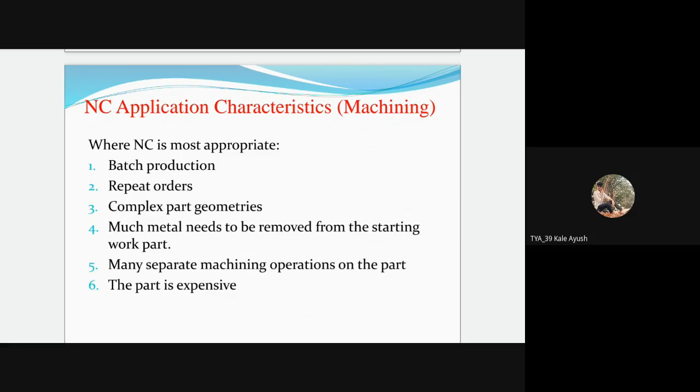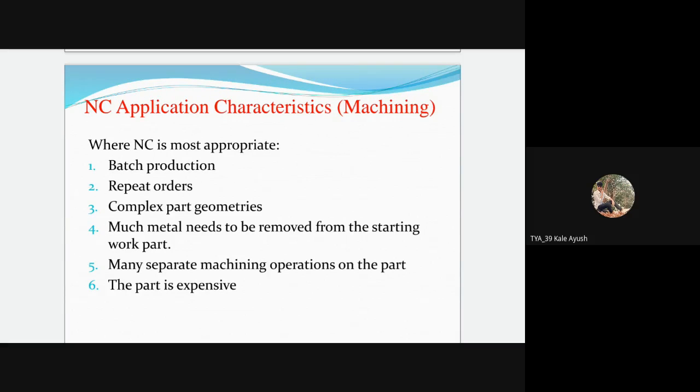म्हणजे आपण बघा, in our workshop also, one production is going on in our college workshop. Something like a hydraulic valve is manufactured. That is nothing but a similar product. Wherever repeat orders are required, the NC system can be applicable.